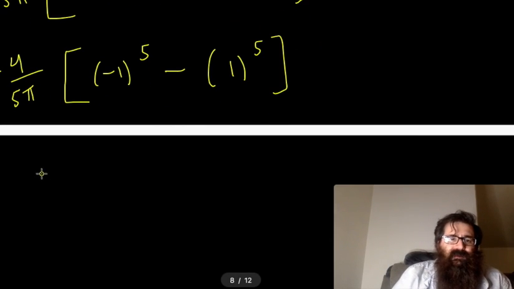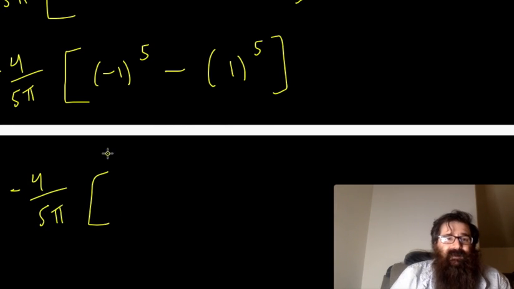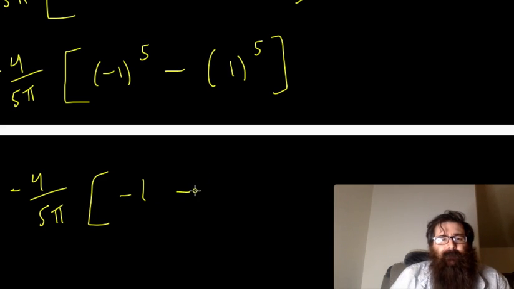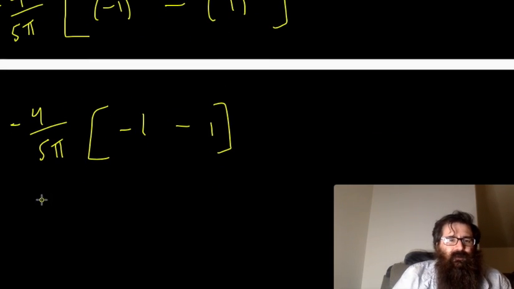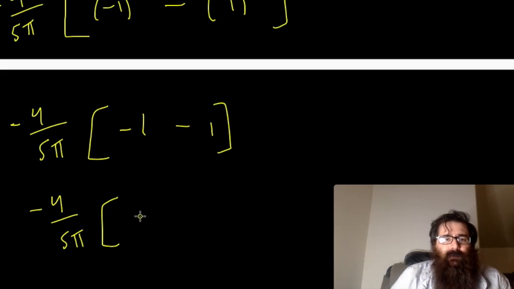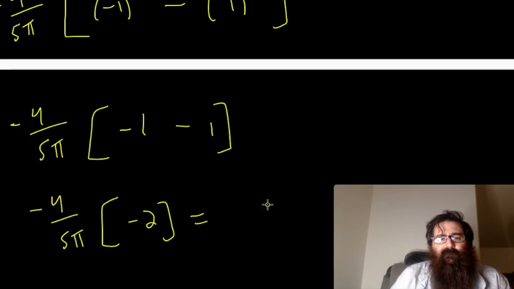I can work through this a bit more, almost done. Negative 4 over 5 pi. Negative 1 to the power of 5 stays negative, negative 1. And then minus 1 to the 5th is 1. Almost there. We have negative 4 divided by 5 pi times minus 2. Negative times negative is positive. 4 times 2 gives me 8 over 5 pi.